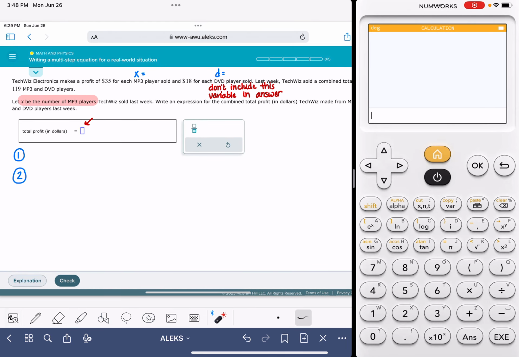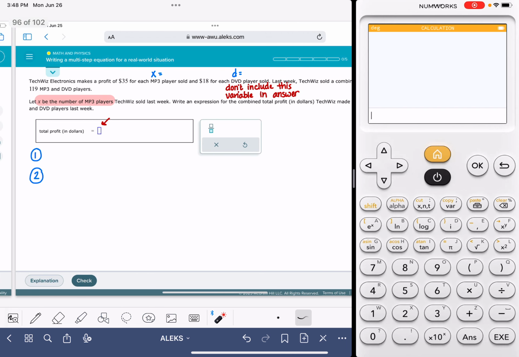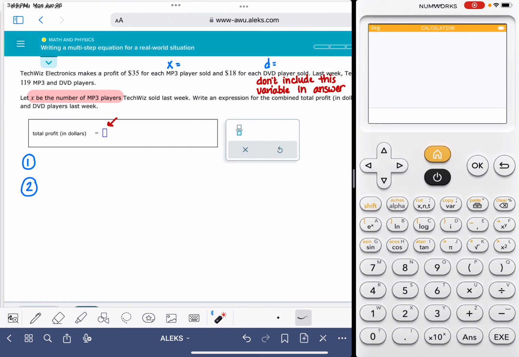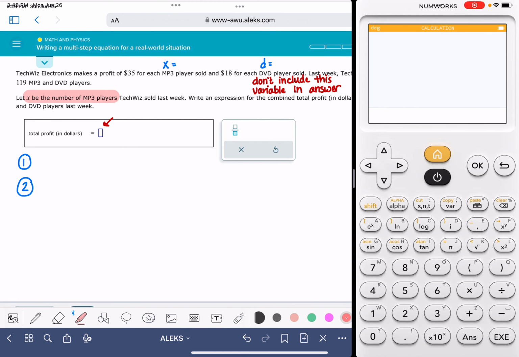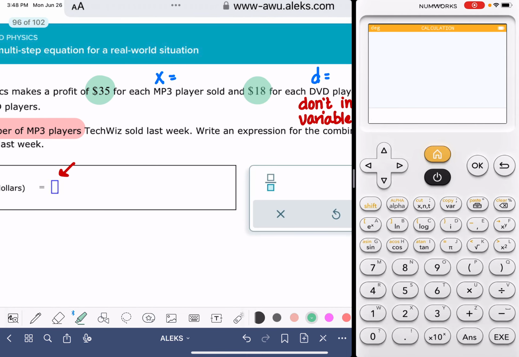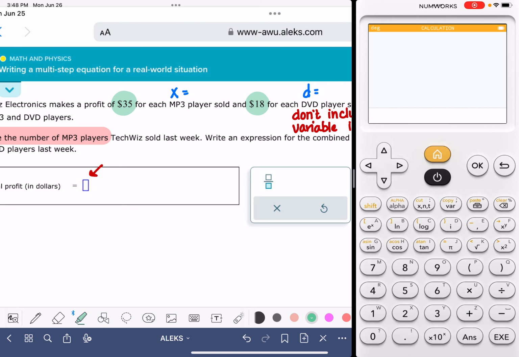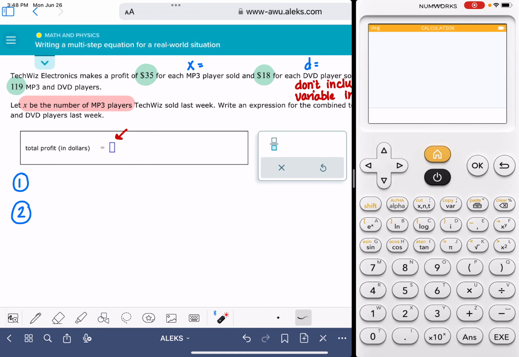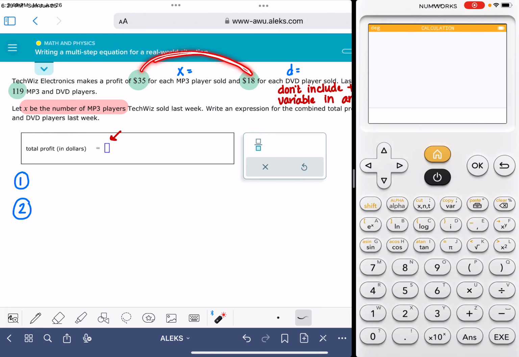It's saying that last week, this company sold a combined total of 119 MP3 and DVD players. Actually, let me add one little piece to it as well. The problem is going to give you probably three numbers. Like mine, I've got two prices. I've got $35, $18, and I've got $119. All of these numbers need to be used in one or the other equation. The numbers that are kind of similar to each other in terms of what they represent, so the 35 and the 18 both represent prices. These numbers are going to end up in the same equation because they both represent the same type of thing. Again, they both represent prices.